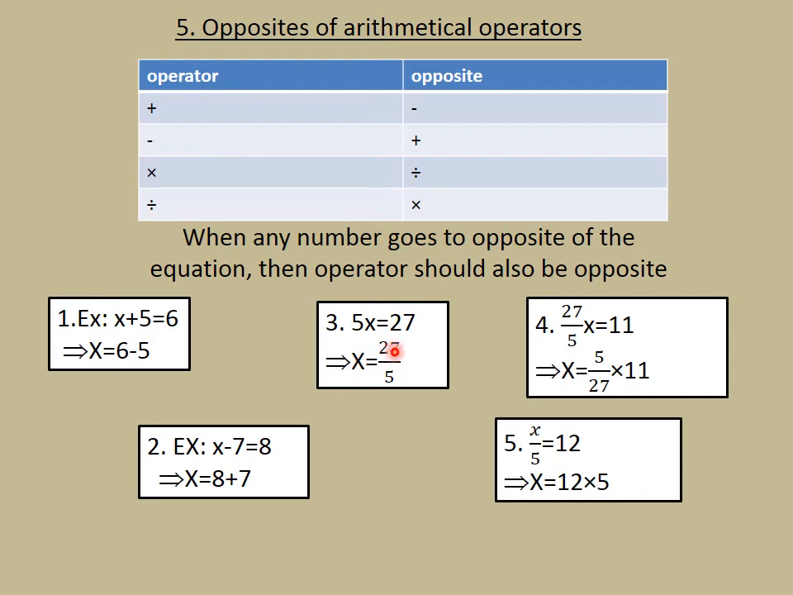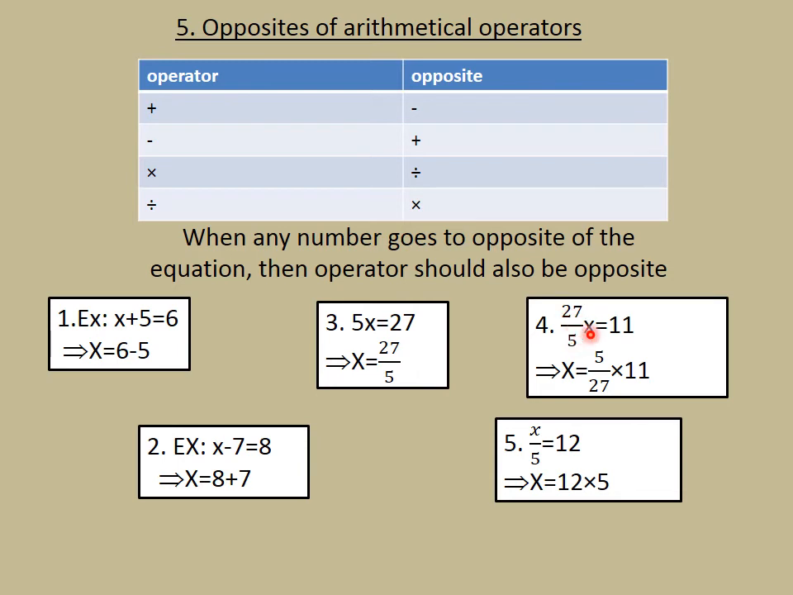x equal to 27 upon 5. Here 5 is in the numerator. If there is nothing in the denominator, we have to treat the number as the numerator. So 5 is in the numerator. If it goes to the other side of the equation, it comes into the denominator. Now, let us see the same kind of problem.